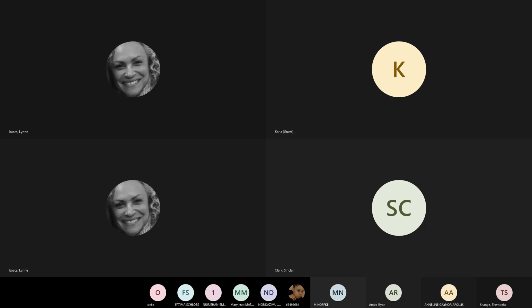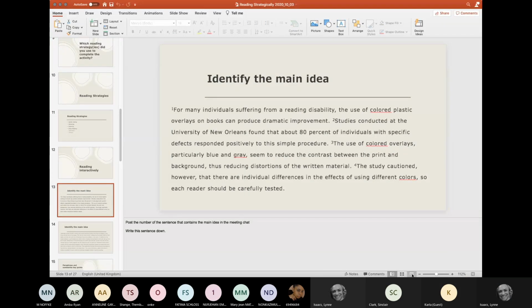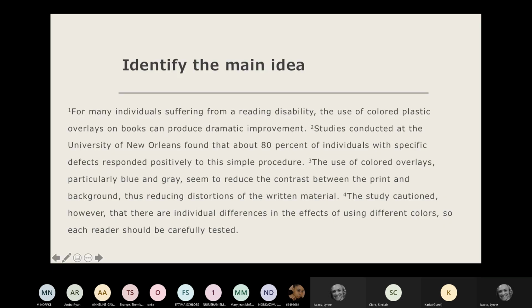Absolutely. You'll see that the first sentence is what we call the topic sentence because it tells us what the paragraph is about. And every sentence that follows it, sentence 2, 3, and 4, tells us more, gives us more information about that sentence. So this sentence is all about people who suffer from a reading disability and how the use of colored plastic overlays on books can produce dramatic improvement.